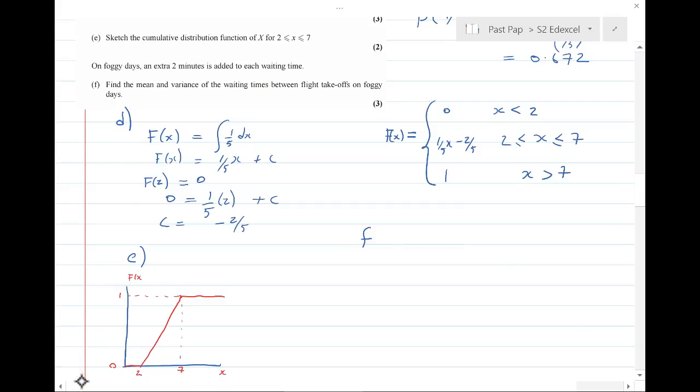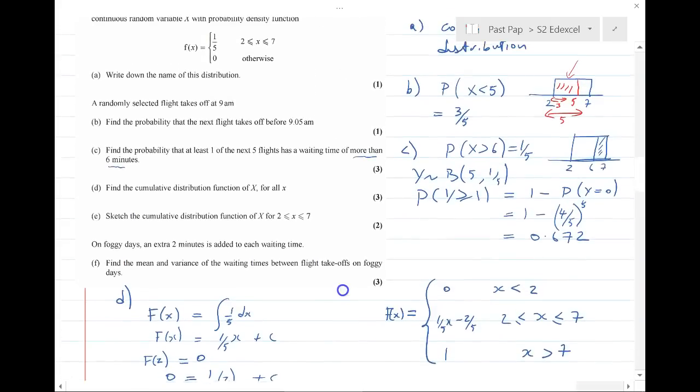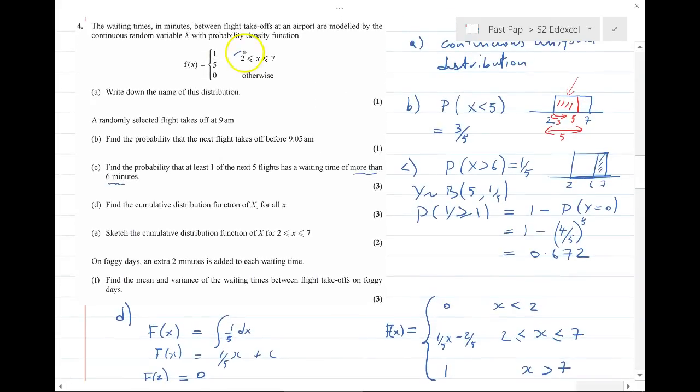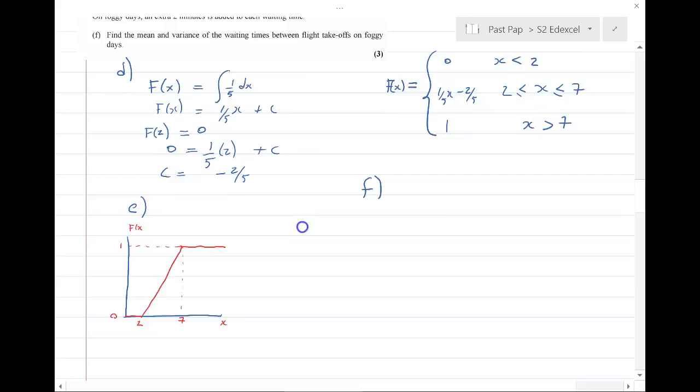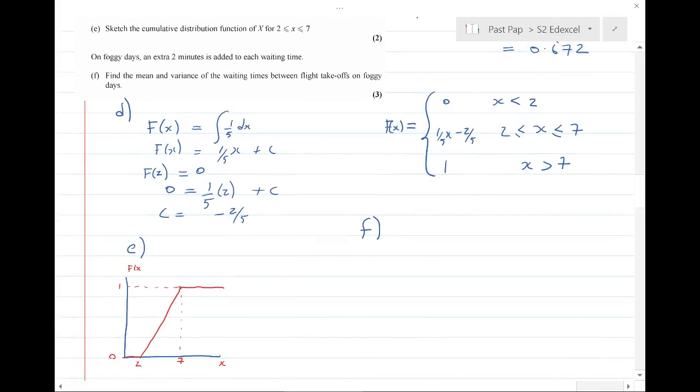Okay, so part F says on foggy days, an extra 2 minutes is added to each waiting time. In fact, we could do this by just changing these numbers to 2, 4, and 9 and working from scratch. I'm not going to do it that way, but it would be perfectly okay because we basically have another continuous uniform distribution. I'm going to use a combination of random variables, so it'll probably be a little bit quicker. It says on foggy days an extra 2 minutes.